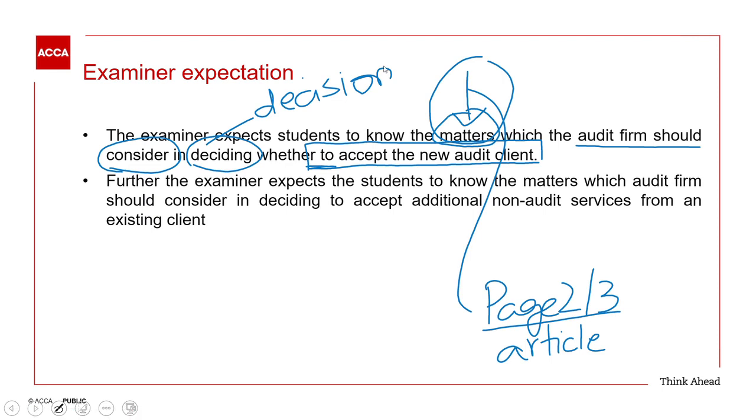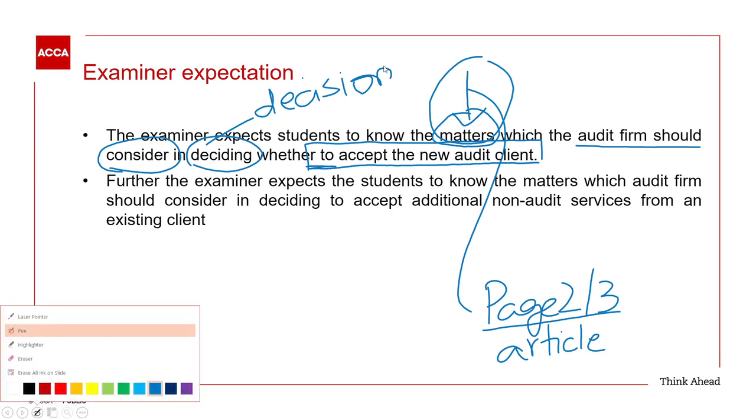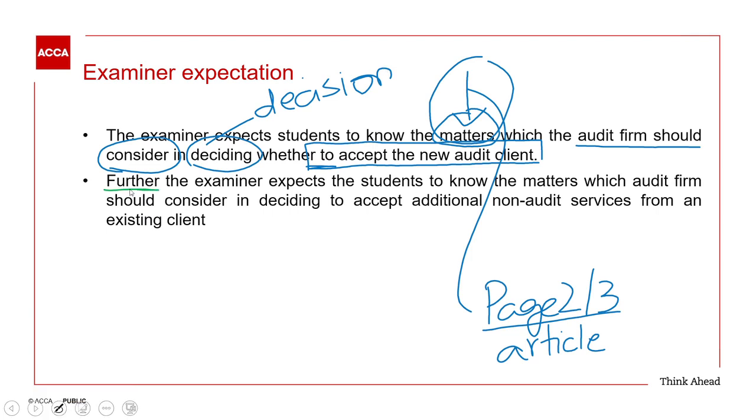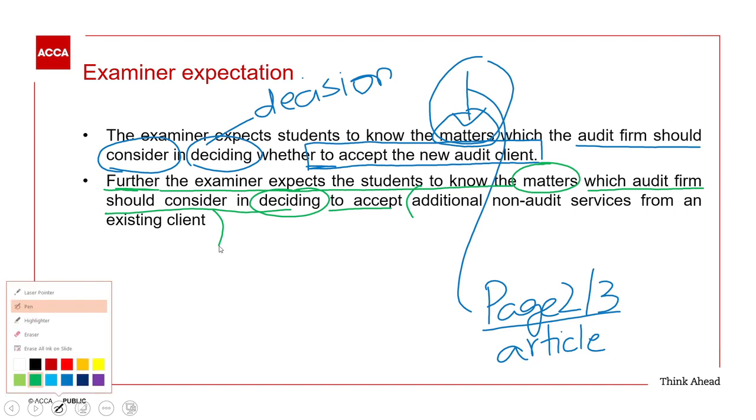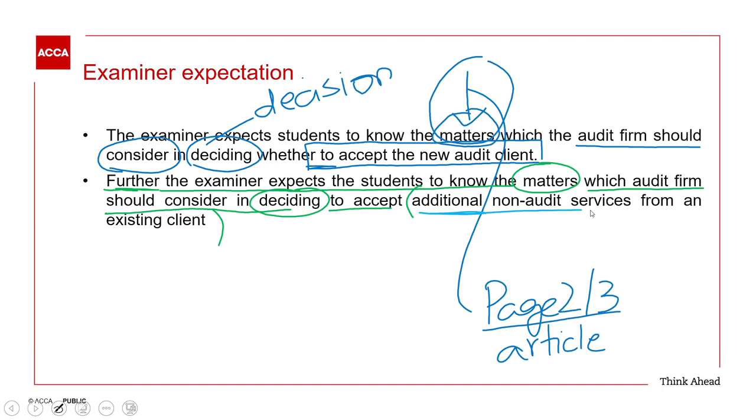Okay, look at the number 2 exercise. The number 2 expectation of the examiner from you is further, the examiner expects the student to know the matters which the audit firm should consider in deciding to accept additional non-audit services from an existing client. Look at the last line: matters which the audit firm should consider in deciding whether to accept non-audit services from an existing client. Can you feel the difference between number 1 and number 2?